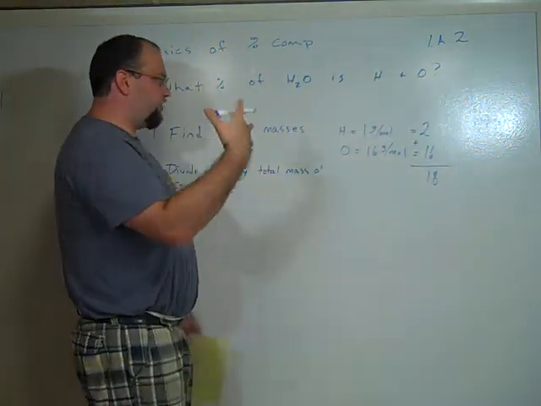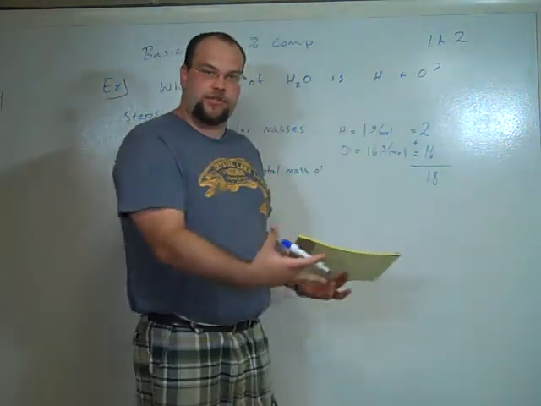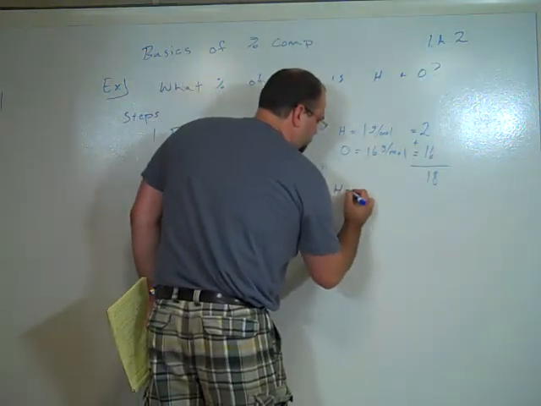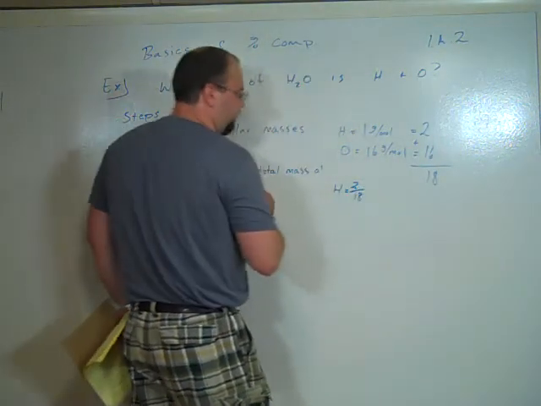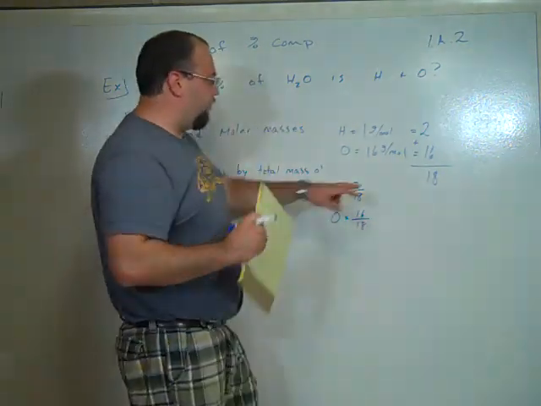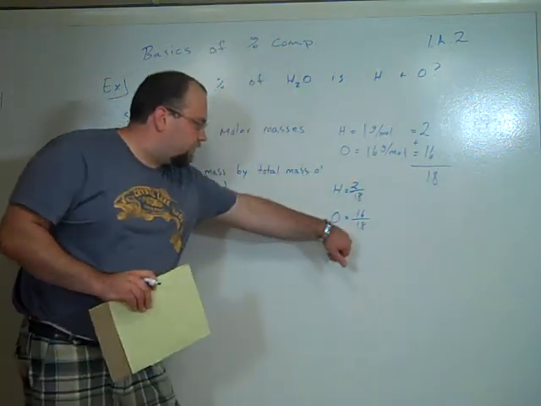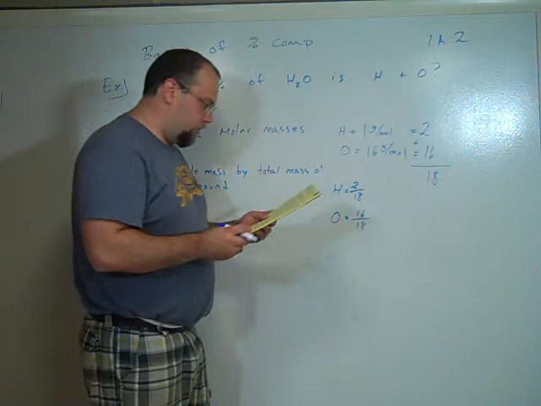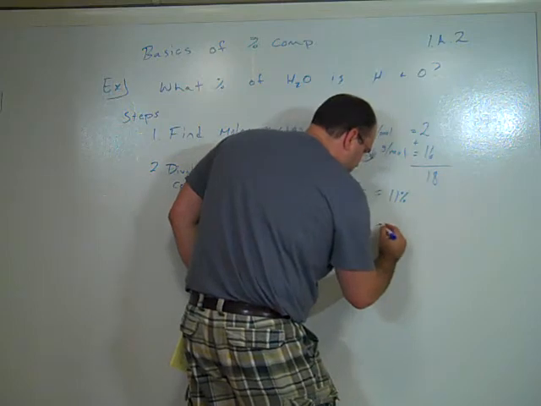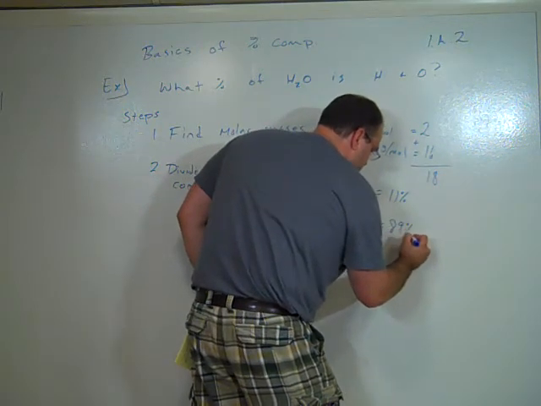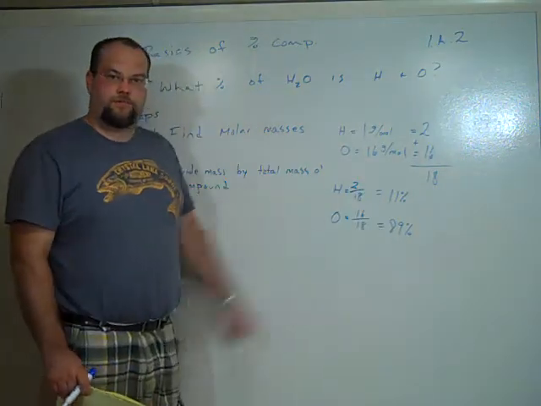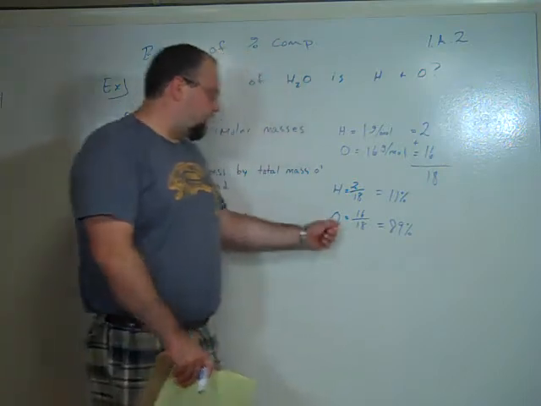To find out what percentage of this compound is hydrogen, I'm going to do 2 divided by 18. And oxygen is going to be 16 divided by 18. So what percentage of this total 18 is hydrogen, and what percentage is oxygen? Through the magic of already doing it on my calculator, I know that it's 11% and 89%. So 11% of water is hydrogen, and 89% of water is oxygen.